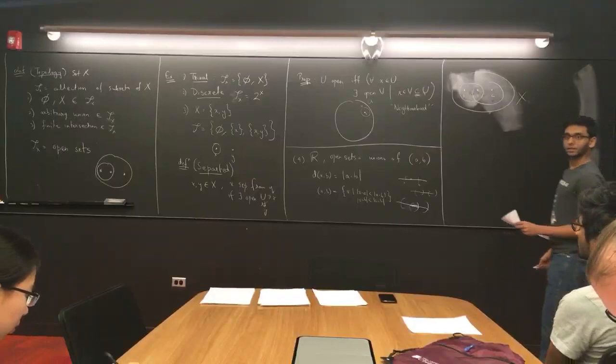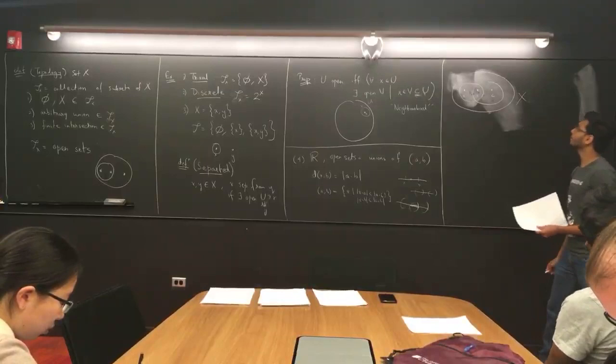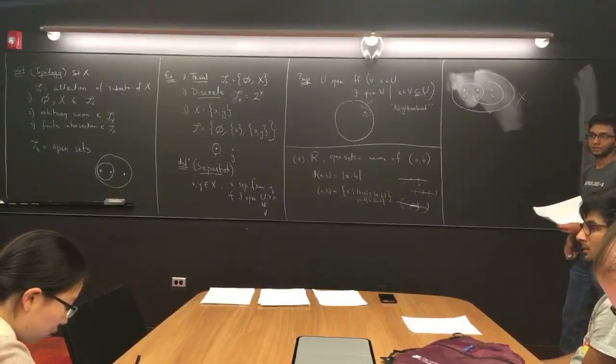Is there a procedure which can complete the topology? Mm-hmm. So you can take any collection of sets and you can generate a topology by taking all possible unions and all finite intersections.